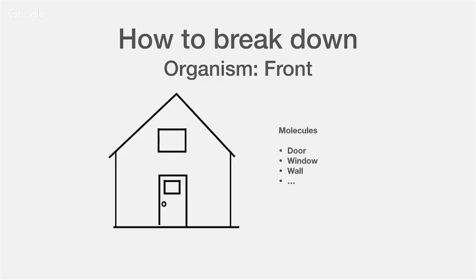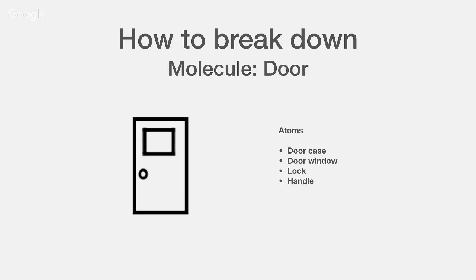If we then would look at the organism, the front, we can detect some different molecules. We have a door, we have a window, we of course have the wall of the front. So this is one of the organisms we are breaking down. If we even go deeper, we're going to the door. This door has atoms, so the smallest part of our design library. Here we see the door case, door window, lock, and handle. And then, of course, we have the atom door case.